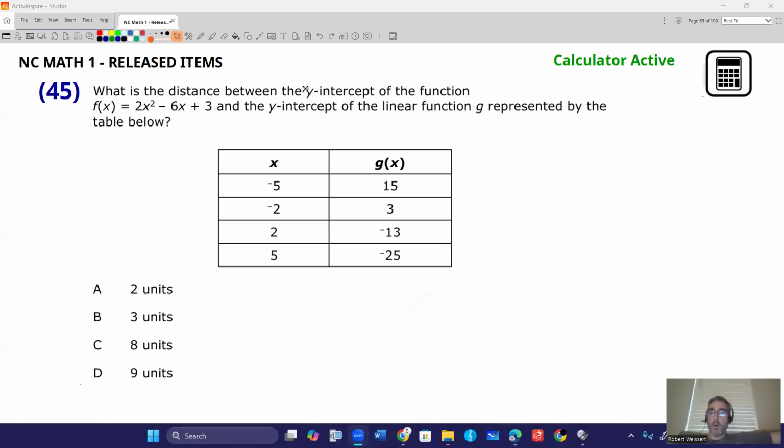NC Math 1 released items, question 45, calculator active. What is the distance between the y-intercept of the function f of x equals 2x squared minus 6x plus 3 and the y-intercept of the linear function g represented by the table below? 2, 3, 8, or 9.